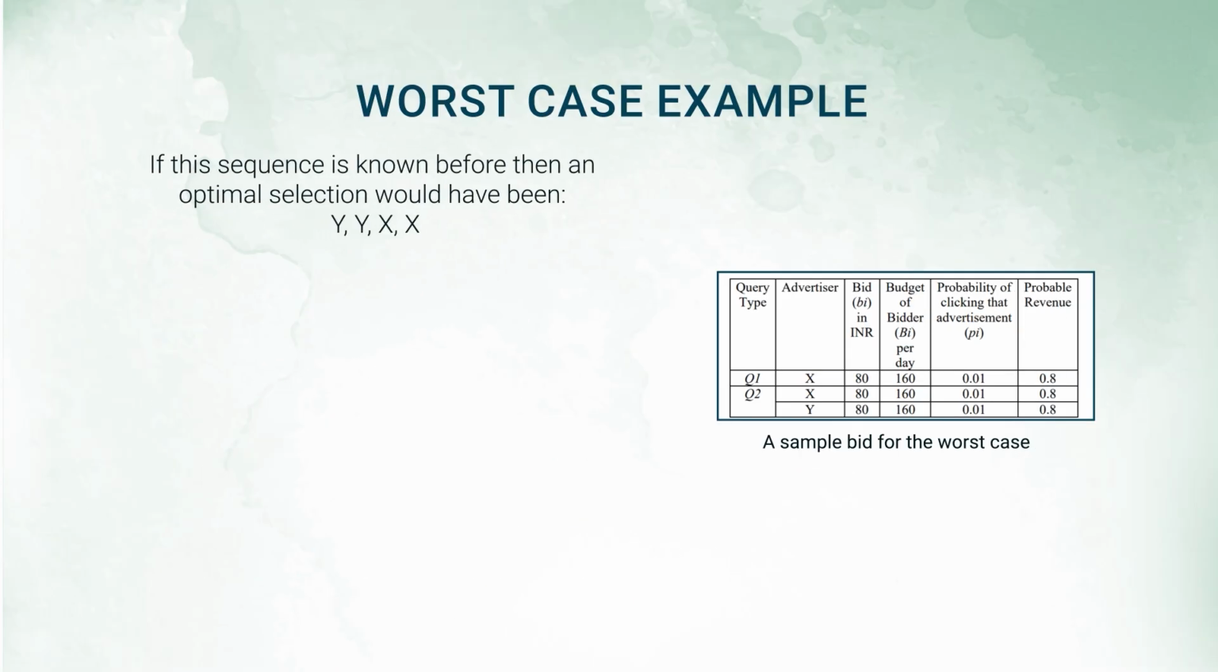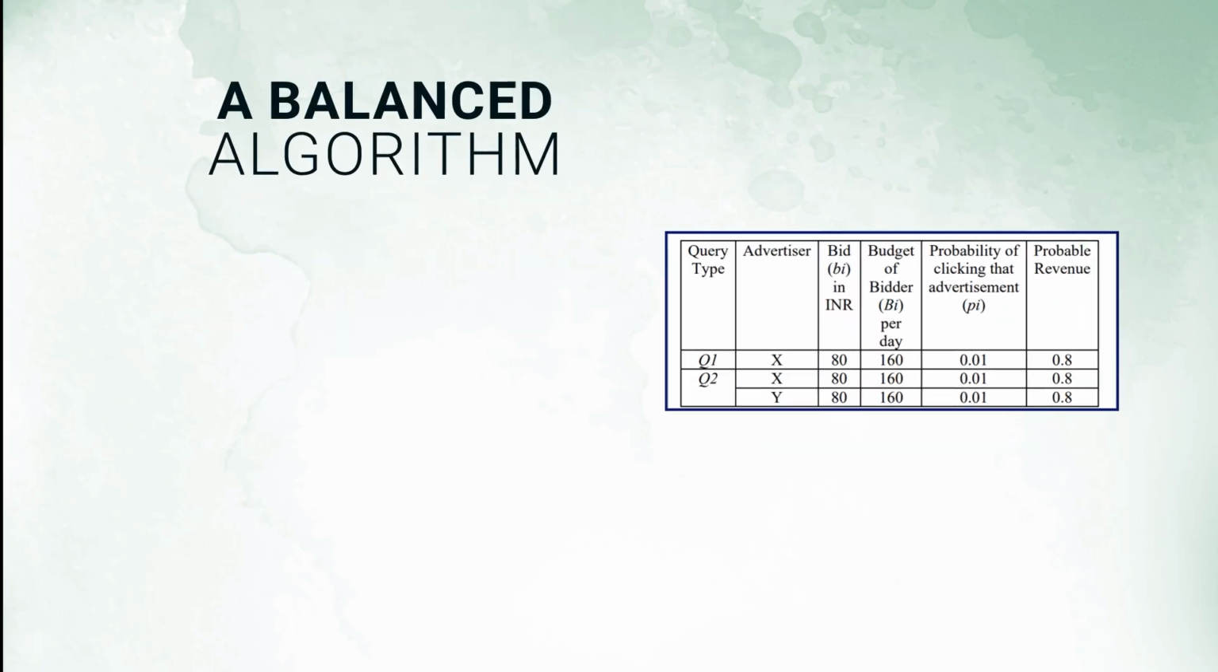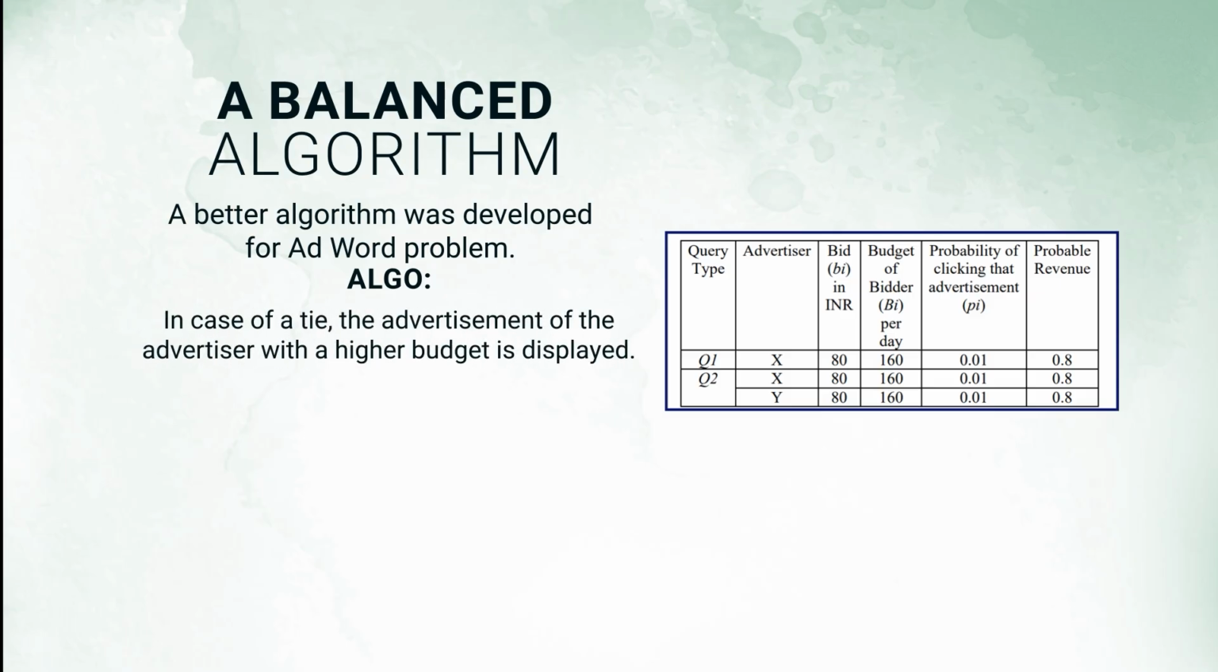So if the sequence is known before, then an optimal selection would have been made, that Q2 query will be displayed from the advertisement of Y and Q1 query advertisement is displayed from the advertiser X, which would optimize the revenue. So in the worst case, the greedy algorithm has earned half of the revenue earned by the optimal algorithm. So now what is the solution of such a problem of the greedy algorithm?